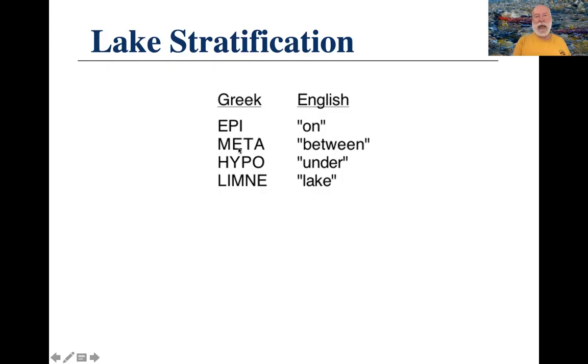And in between, we have meta. Okay, so epi refers to on, meta to between, and hypo to under. So the epilimnion occurs on the lake, meta occurs as an in-between layer, and the hypolimnion occurs at the bottom of the lake. And limna simply refers to lake. So a little bit of terminology there.